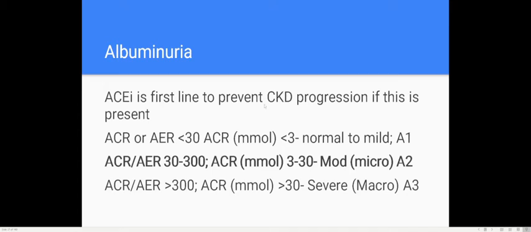progression of chronic kidney disease, or CKD. So ACE inhibitors are kidney protective. You guys probably know most diabetics are on them. Something to know. So 3 to 30, know that. If you're less than 3, you're normal. Greater than 30, you're severe. Something to know.